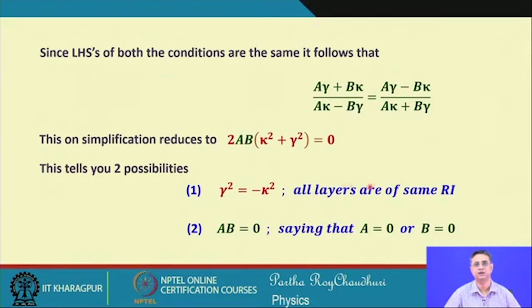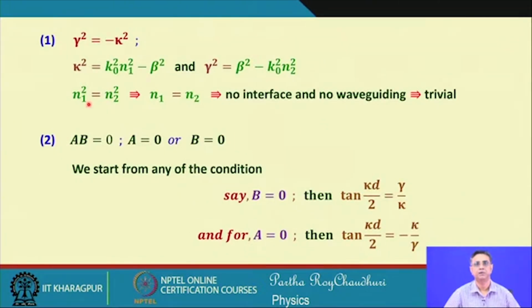So, we will not continue with this condition, we will look at a b equal to 0, the other possibility. So, that means either a equal to 0 or b equal to 0. These two conditions will lead to the other possibilities. This one I have already explained: kappa square equal to minus gamma square will give you no interface, and this is a trivial condition.